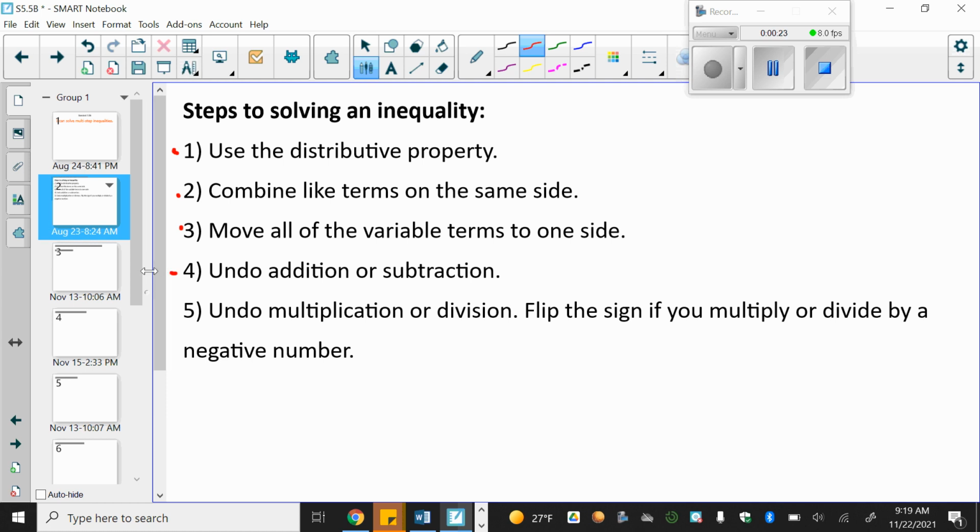all the constants to the other side. Next step, lastly, we're going to do any multiplication or division. If we multiply or divide by a negative number, we have to flip that sign.